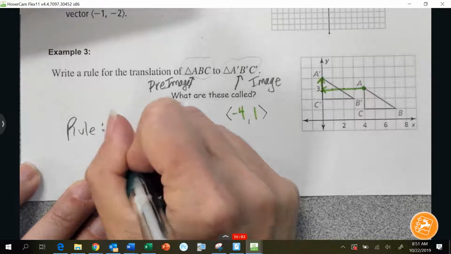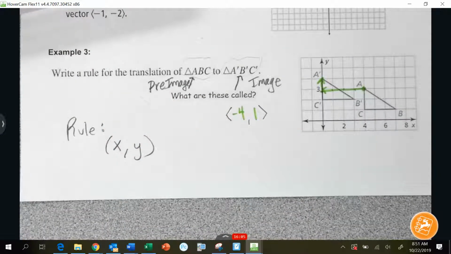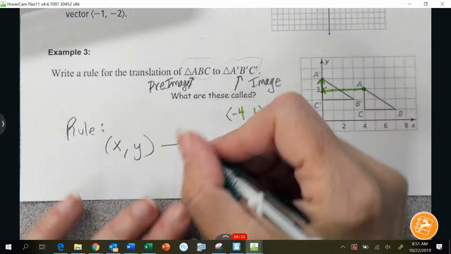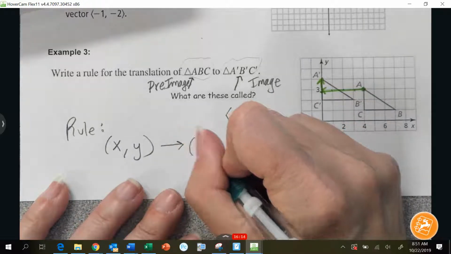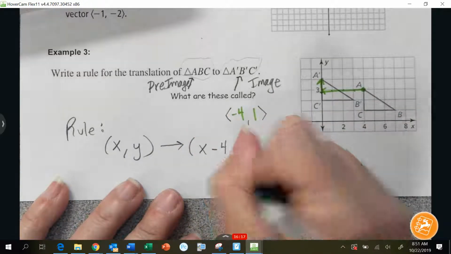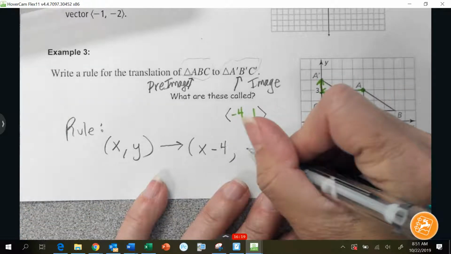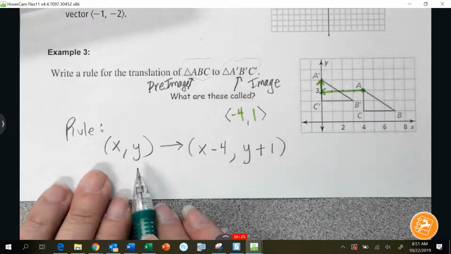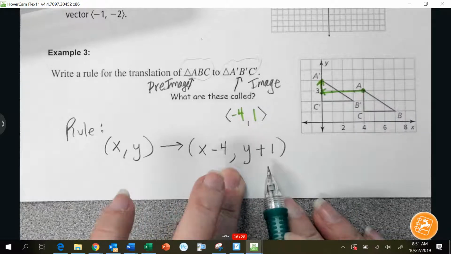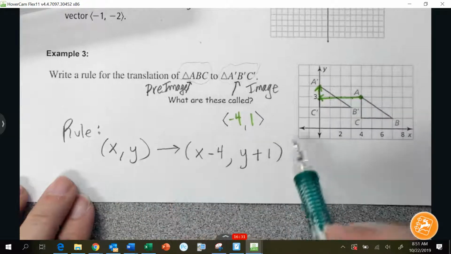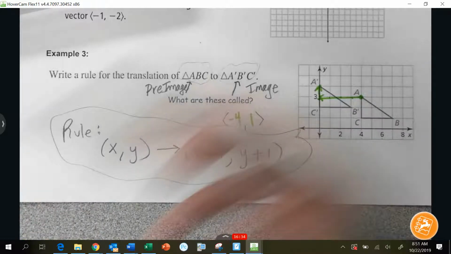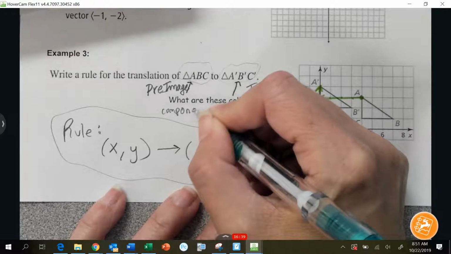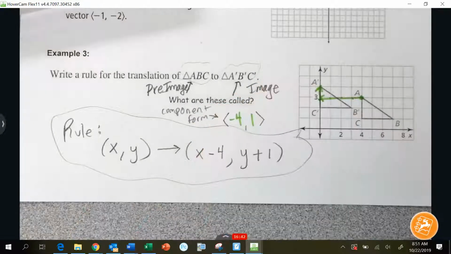We start with every ordered pair, and then we draw an arrow, and it says what's going to happen to these ordered pairs. What are we going to do to the x's? We're going to subtract 4 from all the x's. What are we going to do to the y's? We're going to add 1 to all the y's. So this is the rule. Start with this ordered pair, end with this ordered pair. Okay, this here is called the rule. This over here is the component form. Okay?